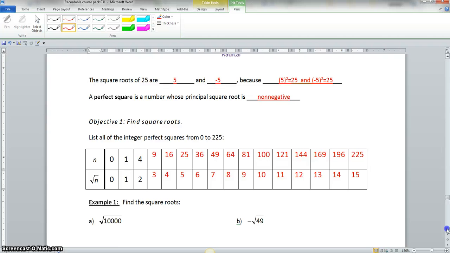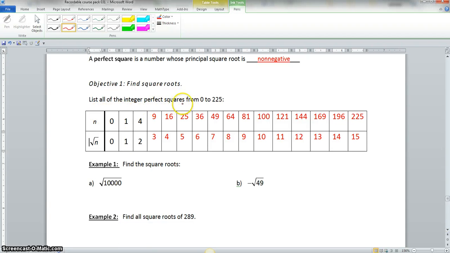Okay, now it says find square roots. List all of the integer perfect squares from 0 to 225. So what we would do is this here. We would take 0, which we know 0 squared is just 0, and the square root of 0 is 0. 1 squared we know is 1. And 2 squared we know is 4, but the square root of 4 is 2. And so on. We go all the way down a list here. Because we know the square root of 9 is 3, square root of 16 is 4, square root of 25 is 5, and so on.